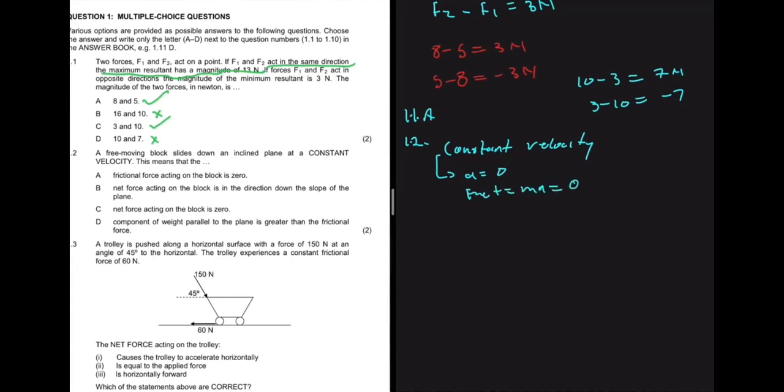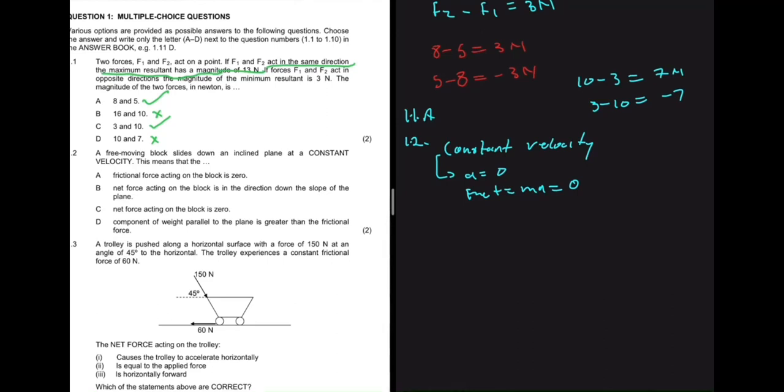Now I can look at my options. A says that the frictional force acting on the block is 0. There's no way we can tell with the information we have. That can be true, that cannot be true. We're not sure. And then B says that the net force acting on the block is in the direction down the slope of the plane. If F net is equal to 0, we cannot really talk about the direction of that net force.